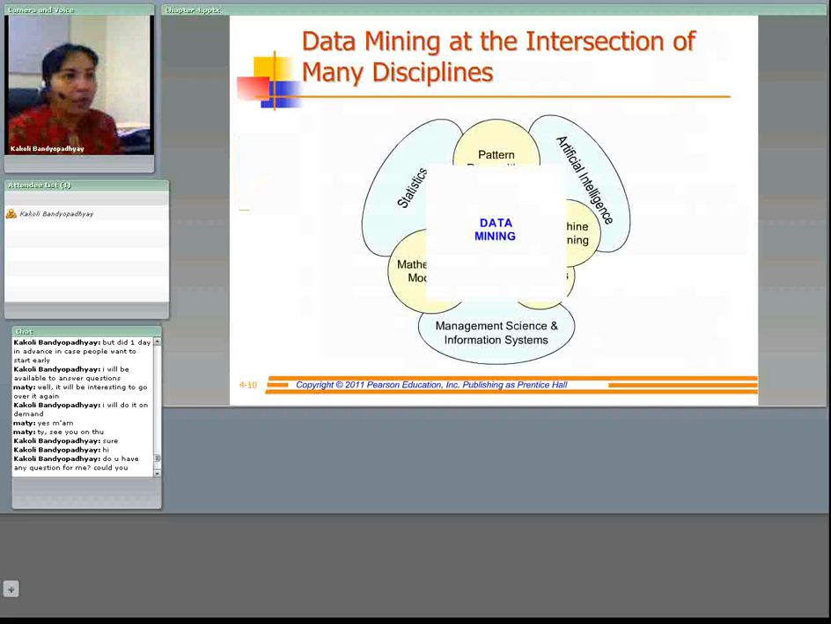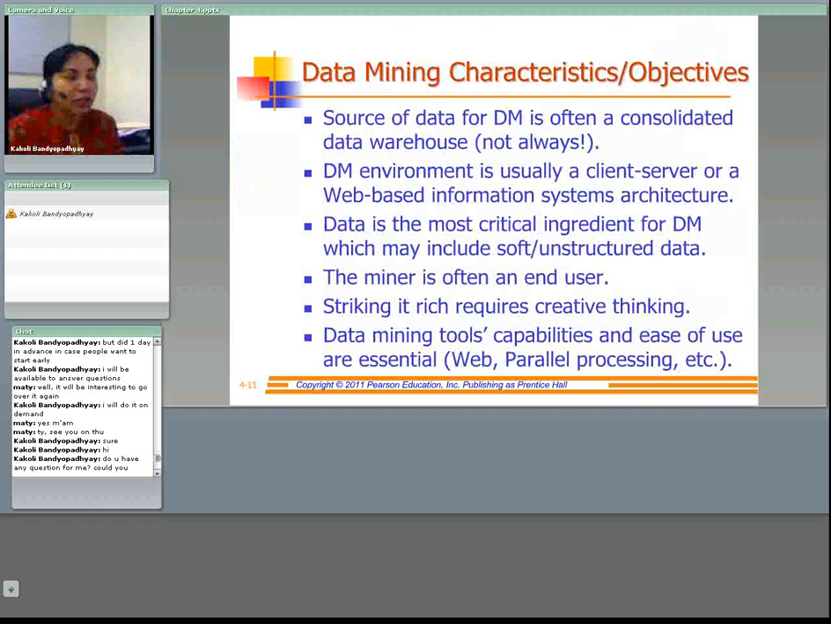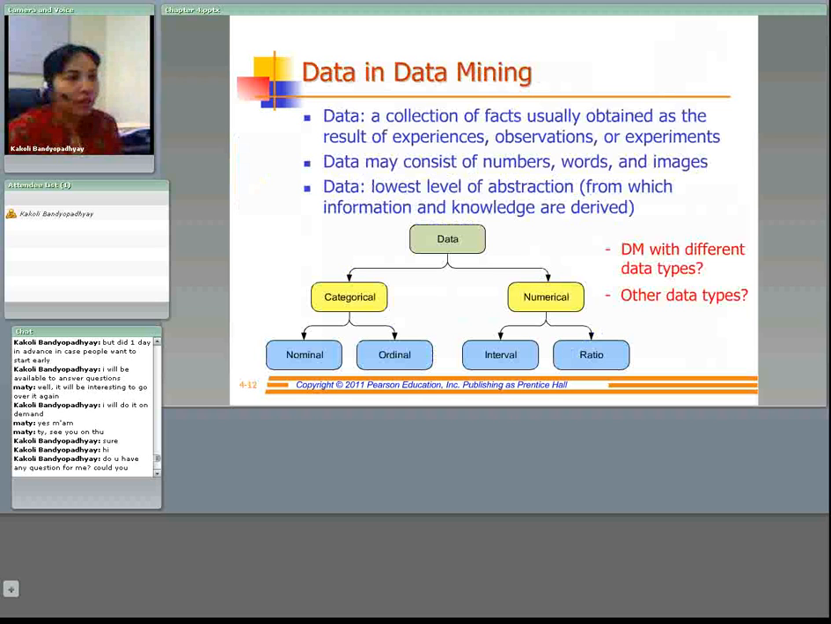Now, when we are talking about the data in data mining, what kind of data are we talking about? Data can be of different types. For example, there are two major categories of data. One is categorical, another is numerical. What is categorical data? Categorical data is a variable which is divided into specific groups. For example, race, age group, gender, educational level, and so forth. That's categorical. Within categorical, we have nominal data and ordinal data.